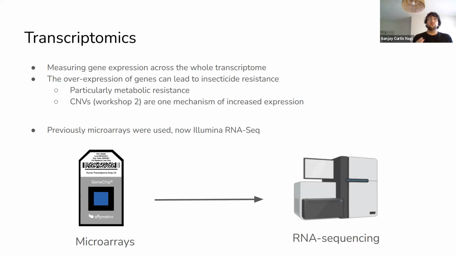And so we saw in workshop 2 as well that CNVs, whereby a gene is duplicated or triplicated and so on, are one mechanism by which a mosquito can increase expression of a gene. And in the early days, around 2005, probably for the next 5 or 10 years, microarrays were used as the main technology for this. And nowadays they've been replaced, particularly by Illumina RNA sequencing.